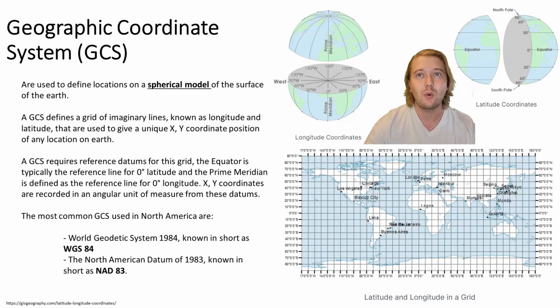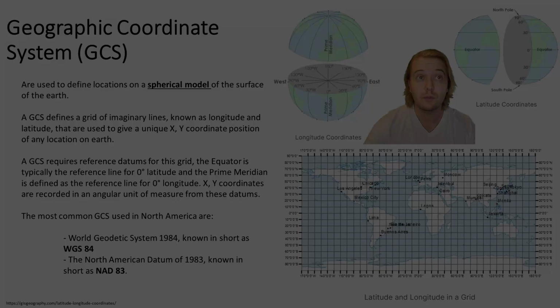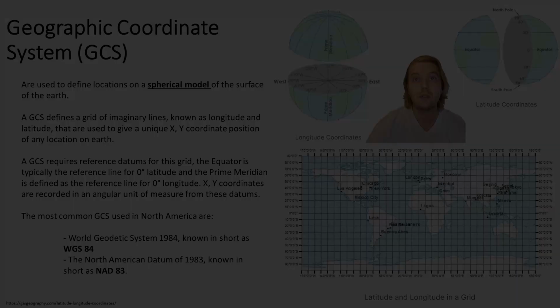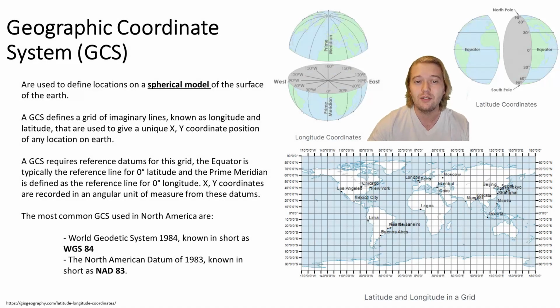A GCS requires a reference datum for this grid. The equator is typically the reference line for 0 degrees latitude, and the prime meridian is the reference line for 0 degrees longitude. Coordinates are expressed in an angular unit from these datums. The most common geographic coordinate systems used in North America are the World Geodetic System 1984, known in short as WGS84, and the North American Datum of 1983, known in short as NAD83.